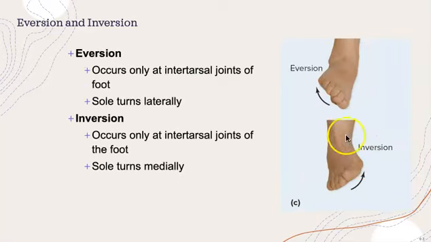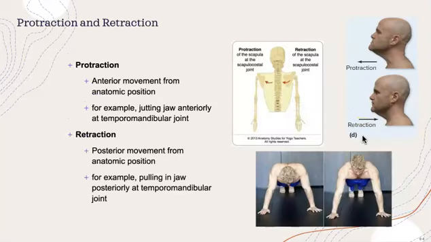Also, regarding the foot, we can do eversion, where we are going to take the outside of our foot, so the lateral aspect of our foot, and raise it up so that the sole of our foot is turning laterally. And this is really taking place in our intertarsal joints, so the joints between the tarsal bones in the foot. And then we have inversion, where we're going to take that medial aspect of the foot and turn it upwards.